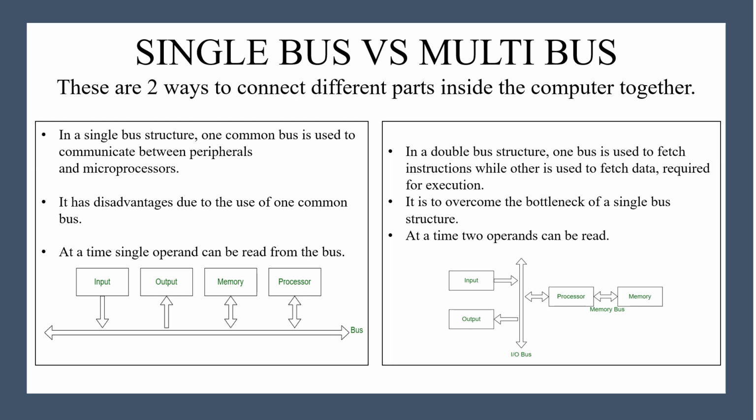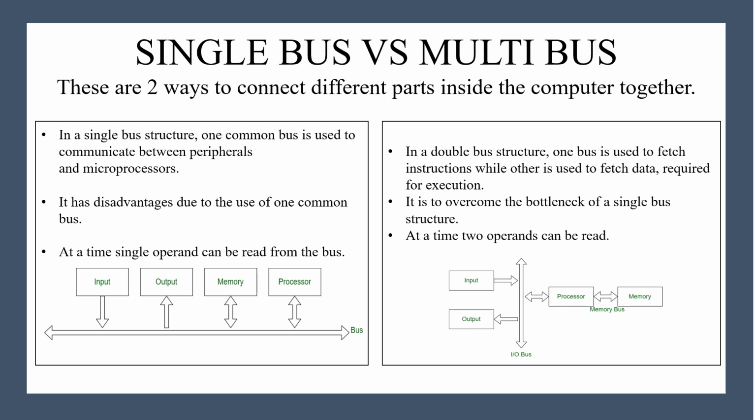Now, look at the diagram of a single bus. This clearly represents the structure of a single bus architecture where all the major components like processor, memory, input and output devices are connected through a single communication bus.